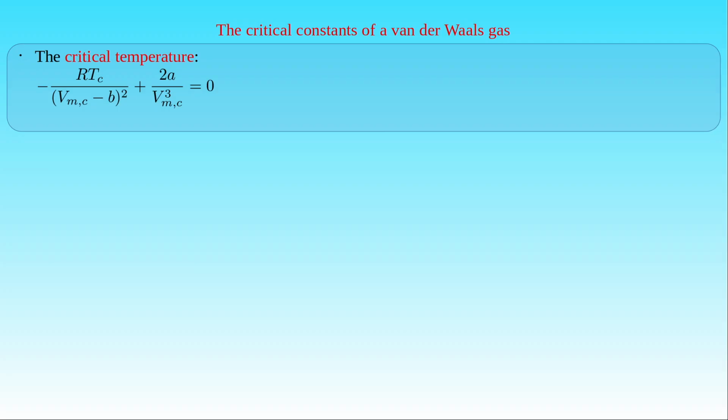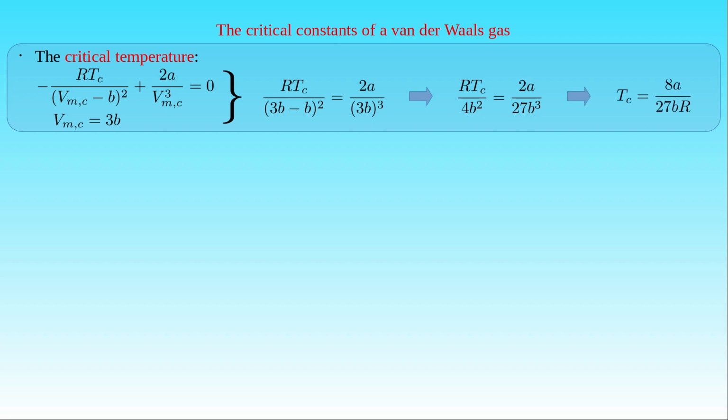Here the critical molar volume V sub mc is given by 3 times B, which we substitute for the derivative. As a result, we obtain another equation stating that R times Tc over 4b squared is equal to 2 times A over 27 times b cubed. By solving it for Tc, we can express it as 8 times A over 27 times b times R.